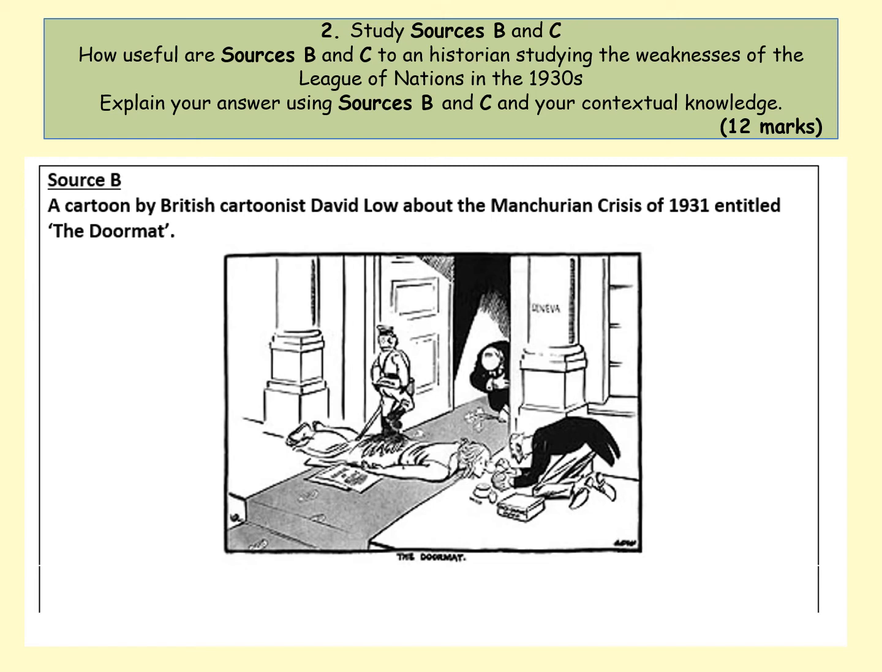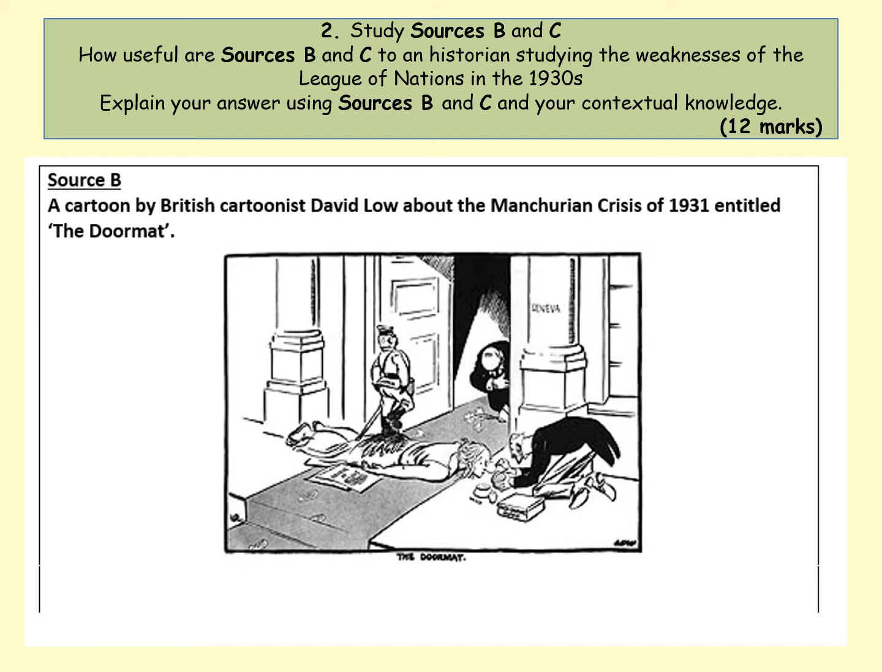Now there's 2 things to look at when you are answering a question like this one. The first thing you need to think about is what is the content of the source. So what does it actually tell you? And what information does it give you about, in this case, the weaknesses of the League of Nations in the 1930s? So how does what's in here help you to understand what the weaknesses of the League of Nations were in the 1930s?